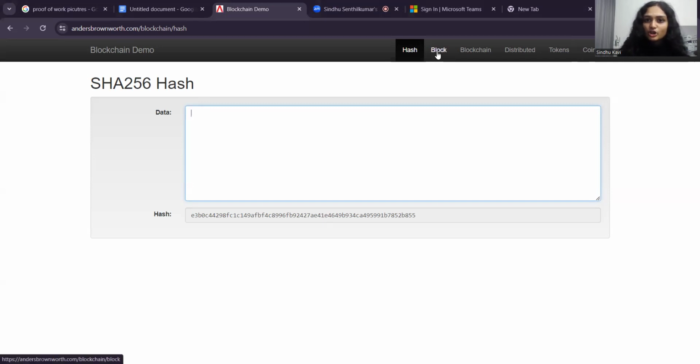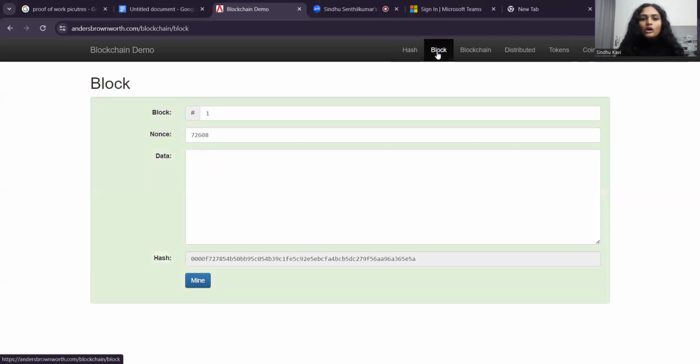Moving on to a block. A block is a more comprehensive form of what we saw earlier, where there is something called a block number, a nonce, then data, and the hash. Block number is used in order to sequentially arrange the blocks of a blockchain. So this indicates that this block is the first block of this blockchain.